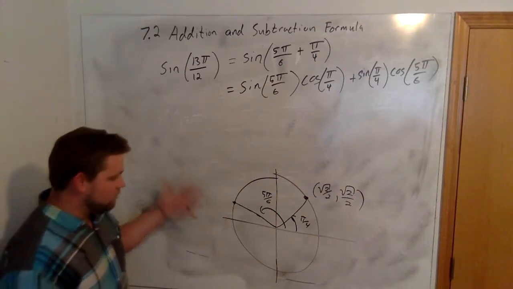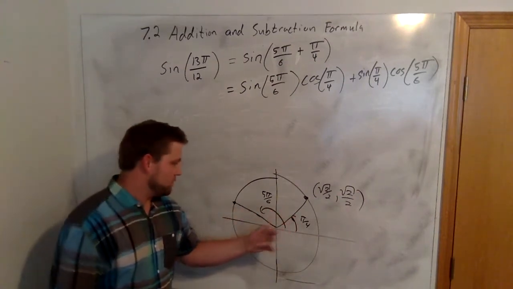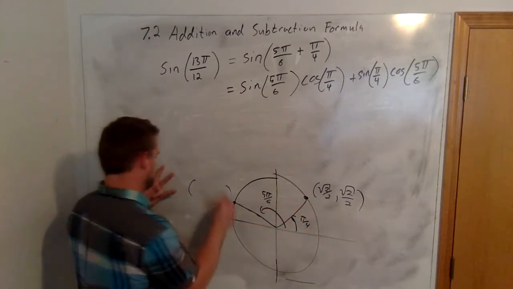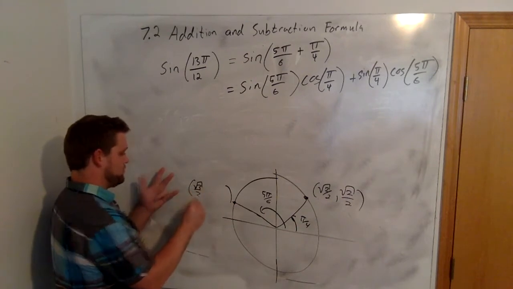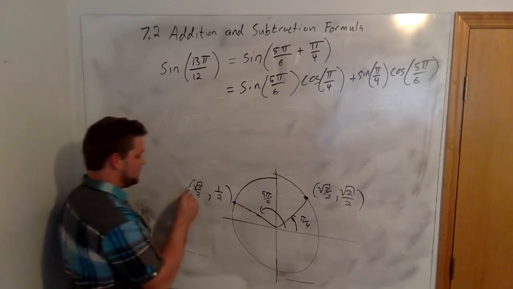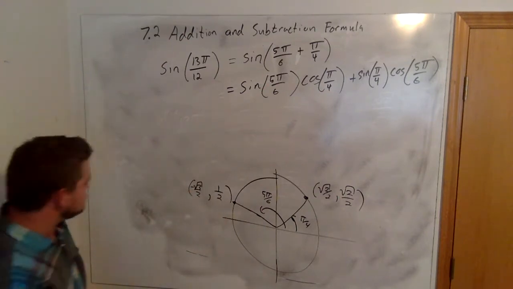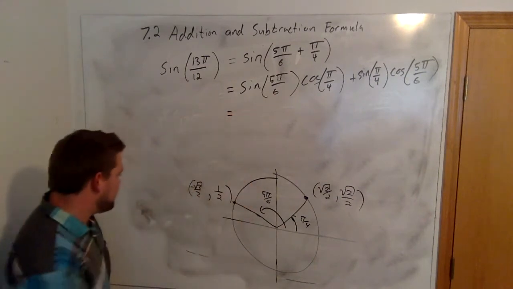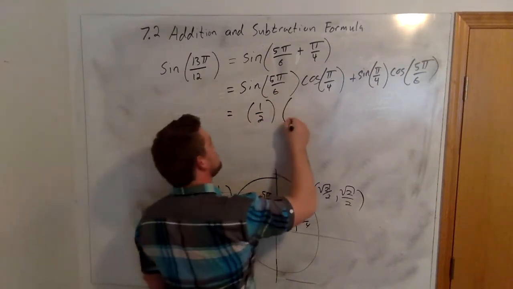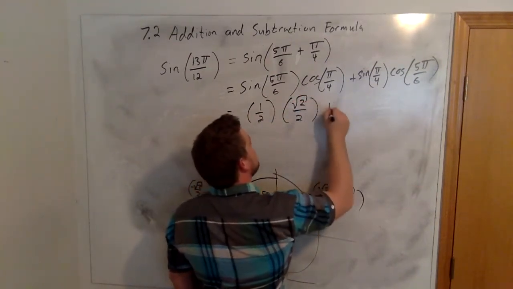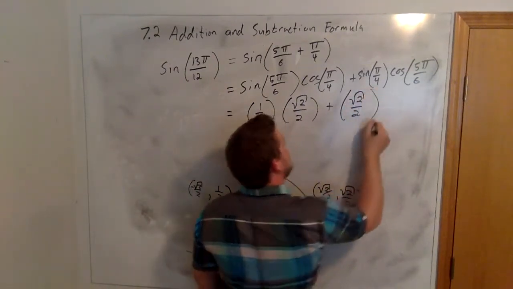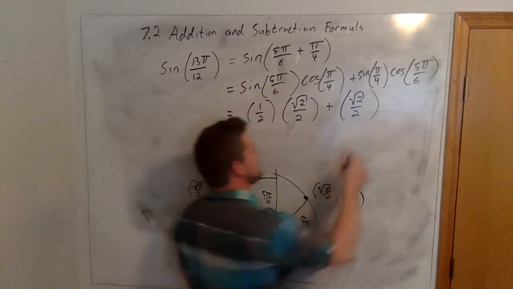The reference angle here would be pi over 6. So what are sine and cosine of pi over 6? Well, that would be root 3 over 2 for the x-coordinate, and 1 over 2 for the y-coordinate, and cosine is negative in that quadrant. Okay, so let's see what we get here. Sine of 5 pi over 6, that's 1/2. Cosine of pi over 4 is root 2 over 2. Plus, sine of pi over 4 is root 2 over 2. And cosine of 5 pi over 6, that's negative root 3 over 2.